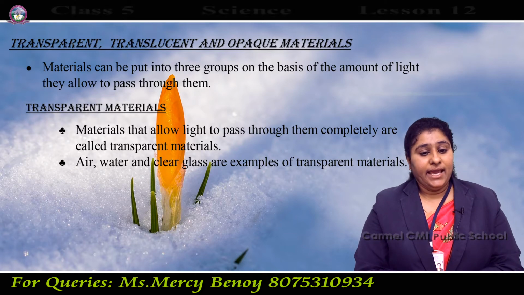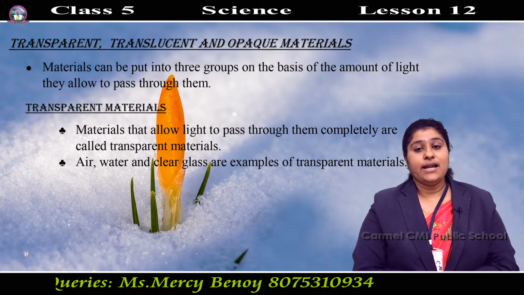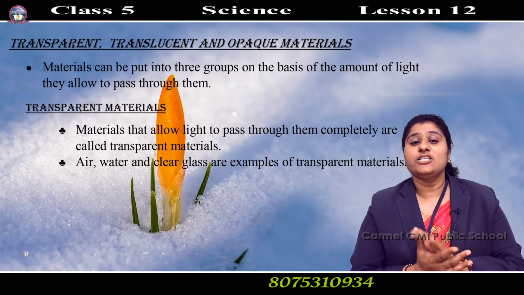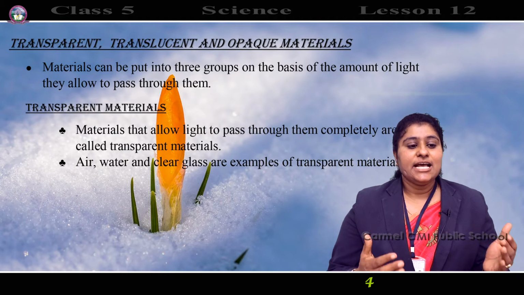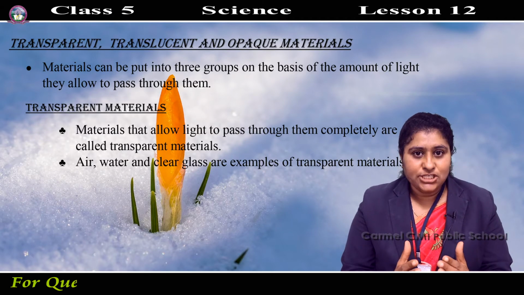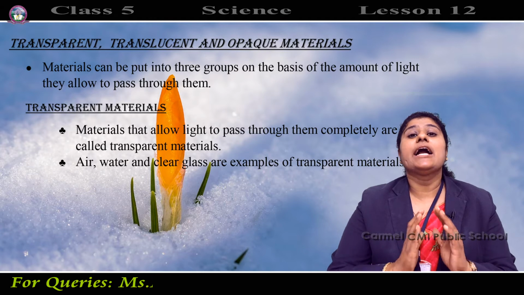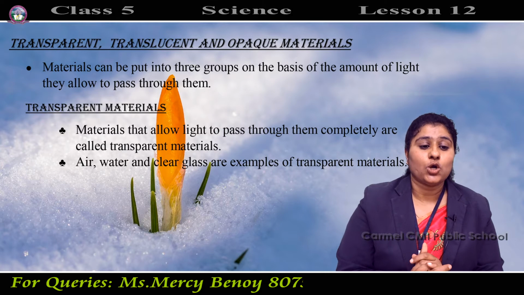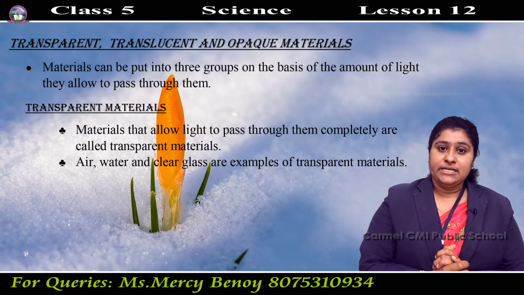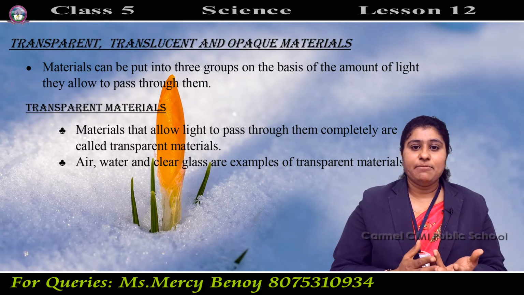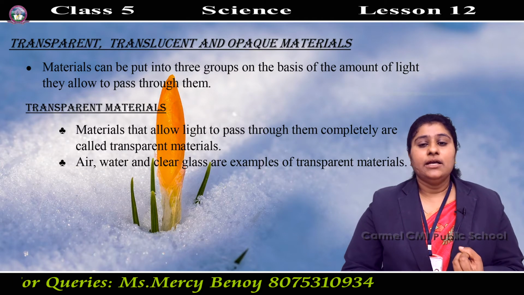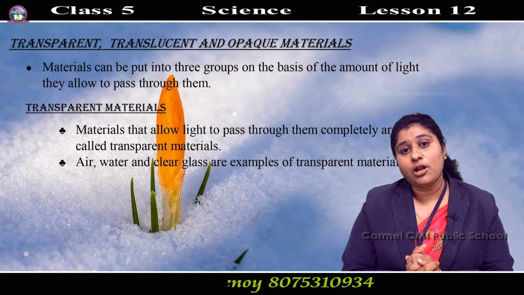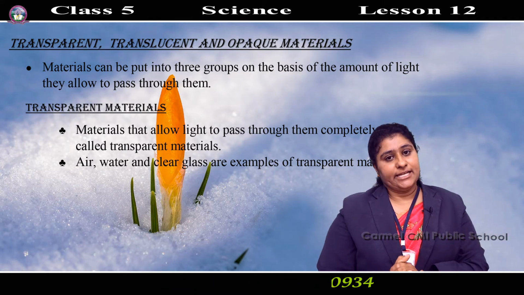For example, air, water, clear glass are examples of transparent materials. So, what are transparent materials? Materials that allow light to pass through them completely. Such materials are called transparent materials. What are the examples? Give some examples. Air, clear water, then clear glass. So these are the examples of transparent materials.